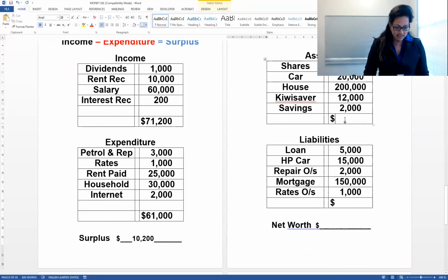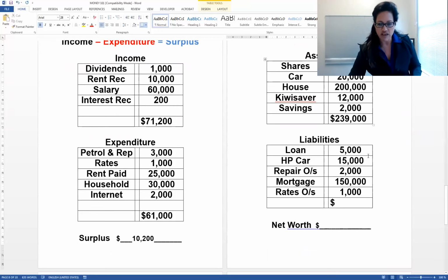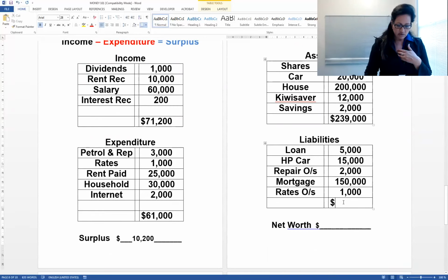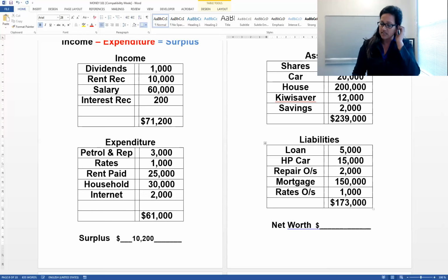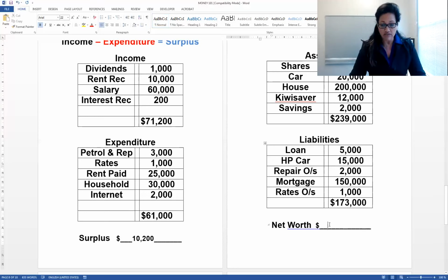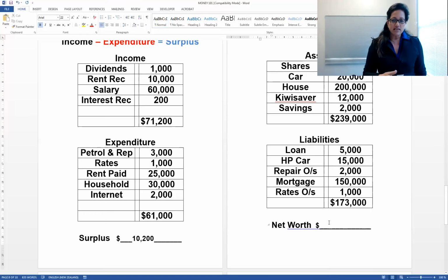But also in assets, she's blown away by the fact that she's actually got $239,000 worth of assets. And when we add up her liabilities, she's got $173,000 worth of liabilities that she needs to understand as well. So it's not just assets, she has liabilities that relate to those assets and to her living. And then we'll work out assets minus liabilities. That gives the difference, her net worth or her worth at this particular time.